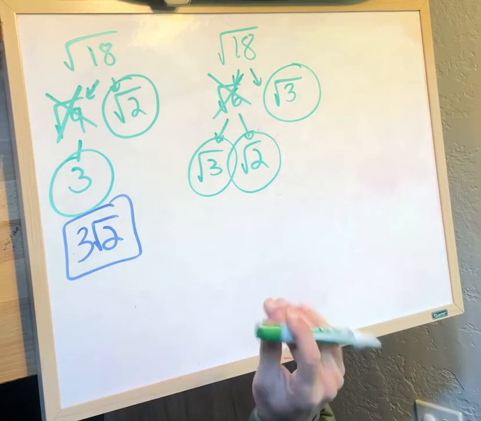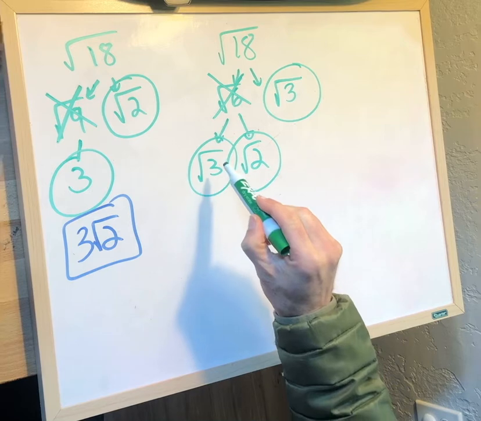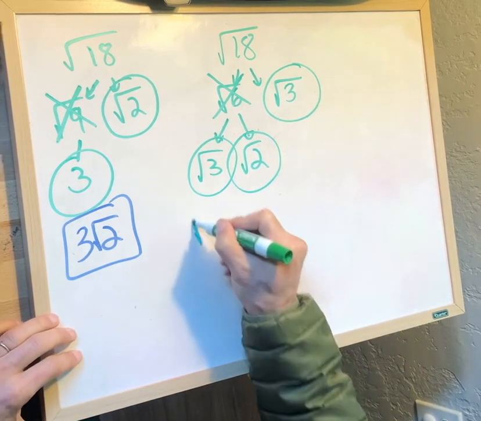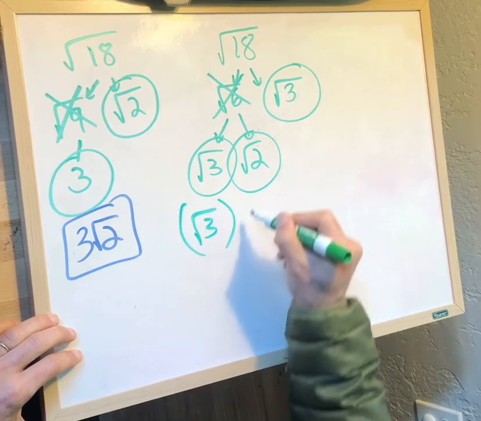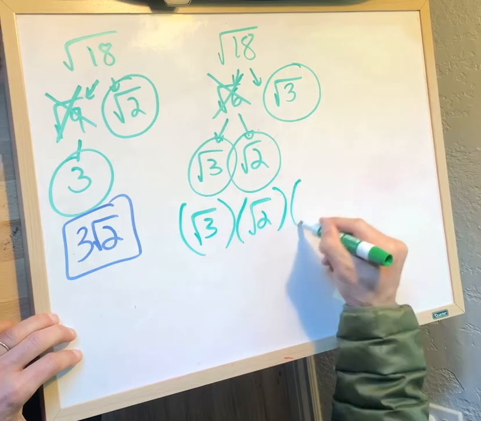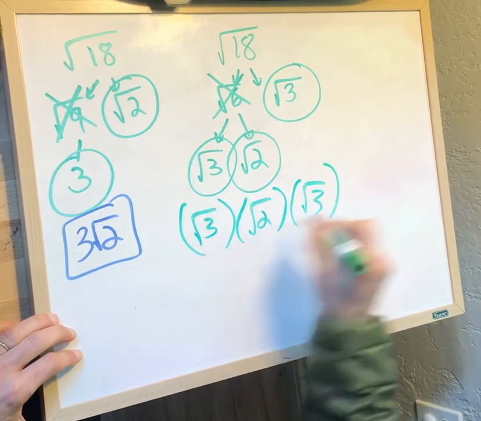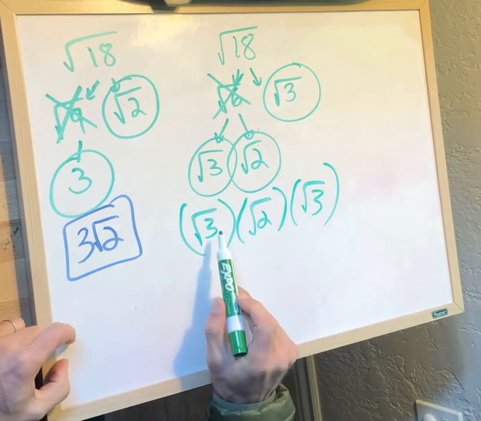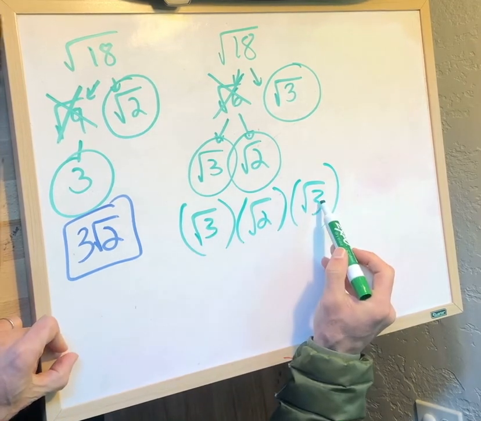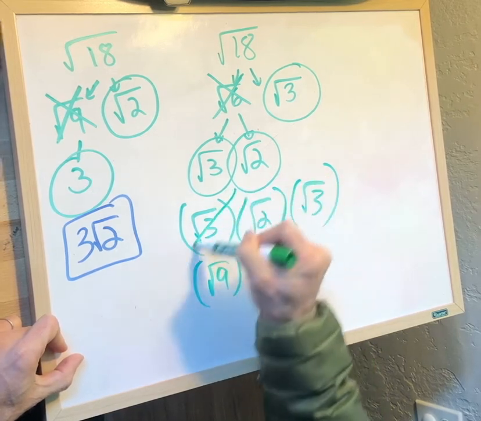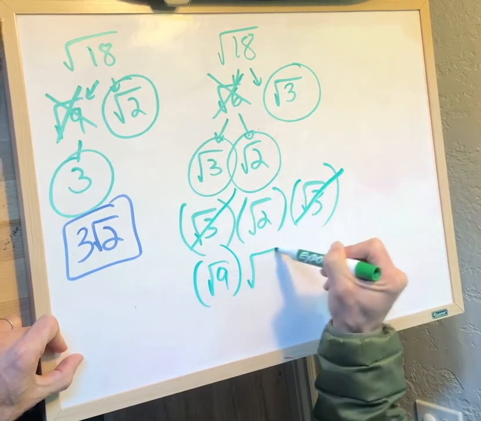But let's look at this. Whenever you have two roots that are the same, because technically we're doing the square root of 3 times the square root of 2 times the square root of 3, and with multiplication, it doesn't matter the order that you do it in. So look, let's say I multiply the square root of 3 times the square root of 3. That's going to give me the square root of 9 times the square root of 2.